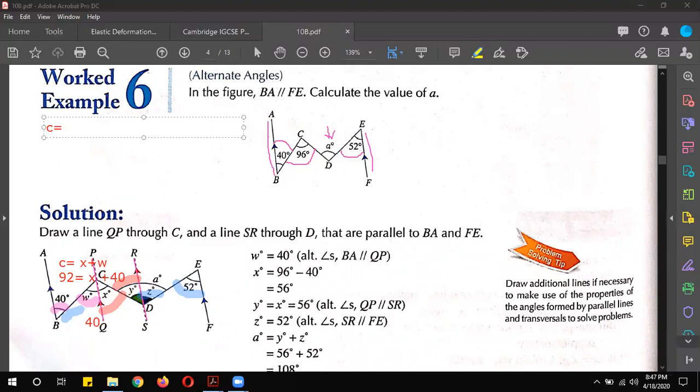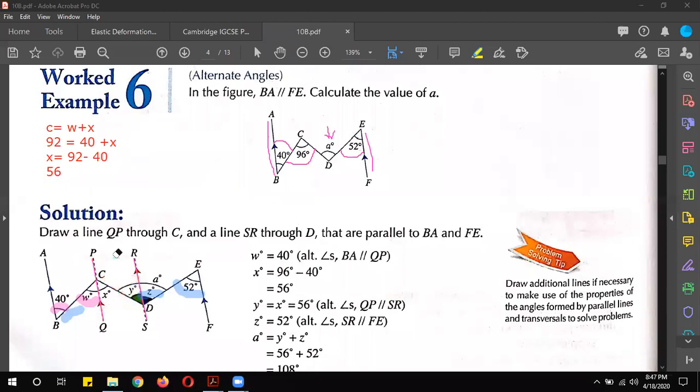We can write C equals to W plus X. C is 92 degree and W is 40 degree and X is X. So X equals to 92 minus 40, and it becomes 56 degree.